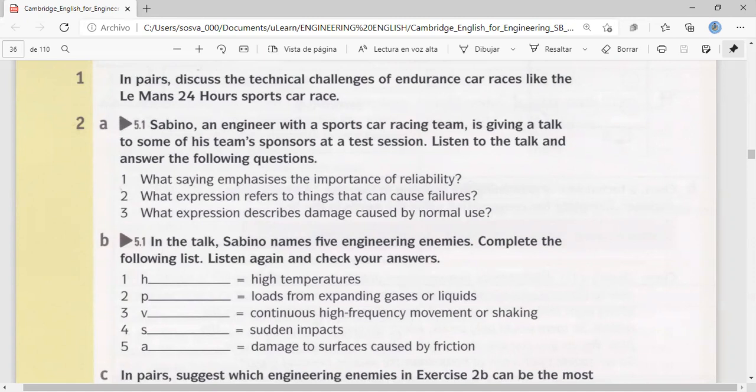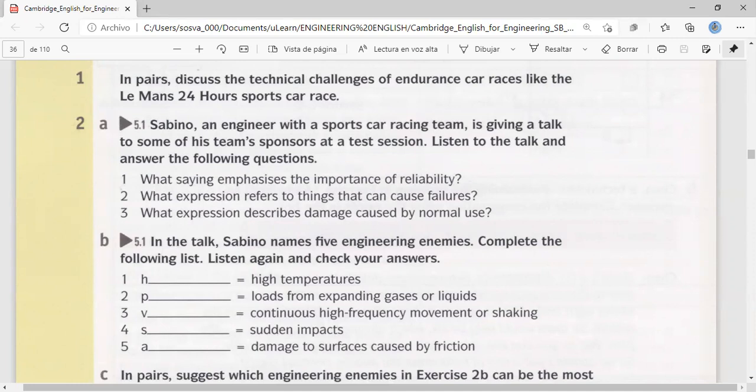So we're going to have a conversation, of course, of Sabino with the sponsors team. The first question makes reference to the importance of reliability. Reliability is like, let's say, confianza. What saying emphasizes the importance of reliability? What saying means que dicho, que frase. Something that he will say that talks a lot about reliability and its importance.